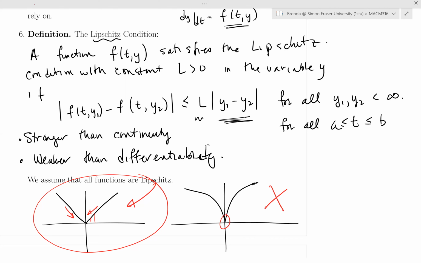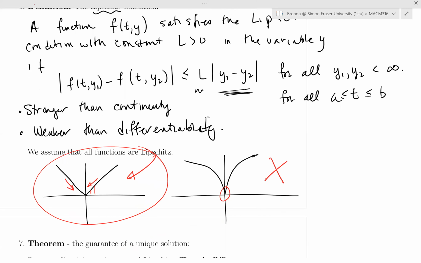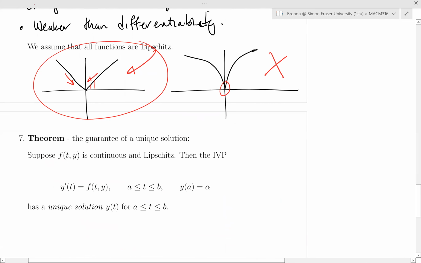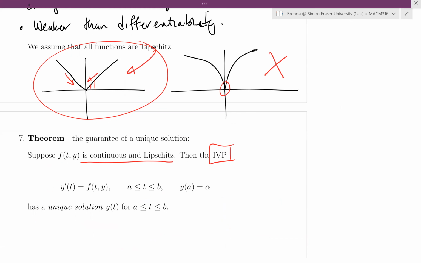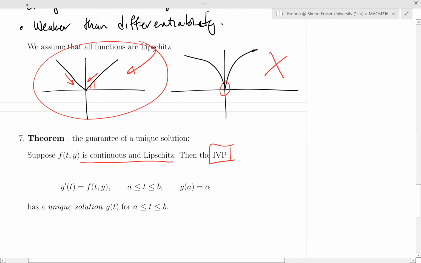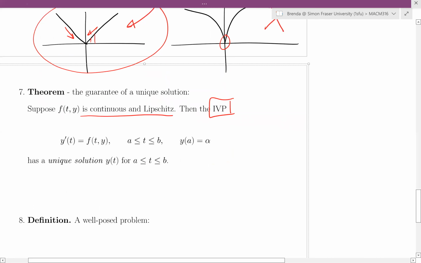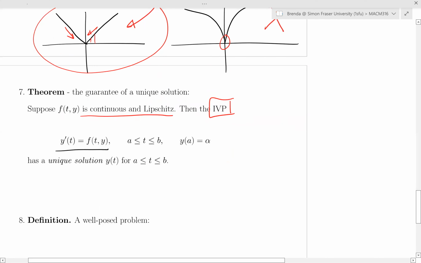That is the reason why we're introducing this, just so that we can properly say the following: we're guaranteed a unique solution if the function is continuous and Lipschitz. Basically, all the functions we're dealing with are going to be like this. And if you'll recall, this means initial value problem. So we have this condition in place, and there's our differential equation.